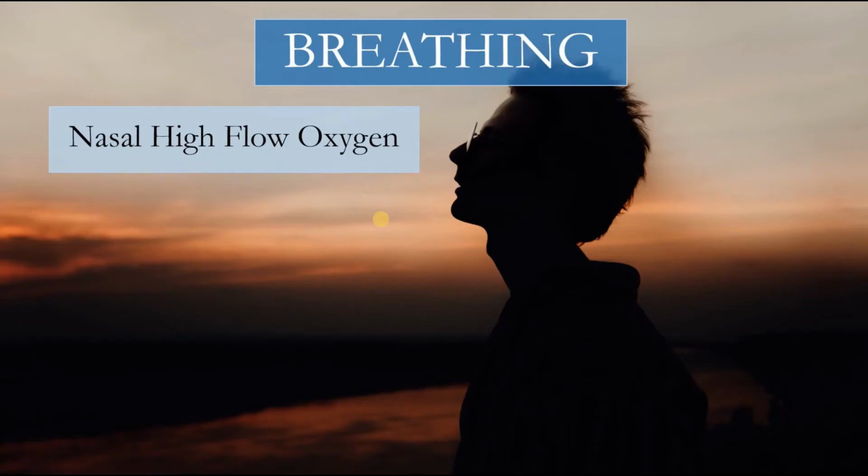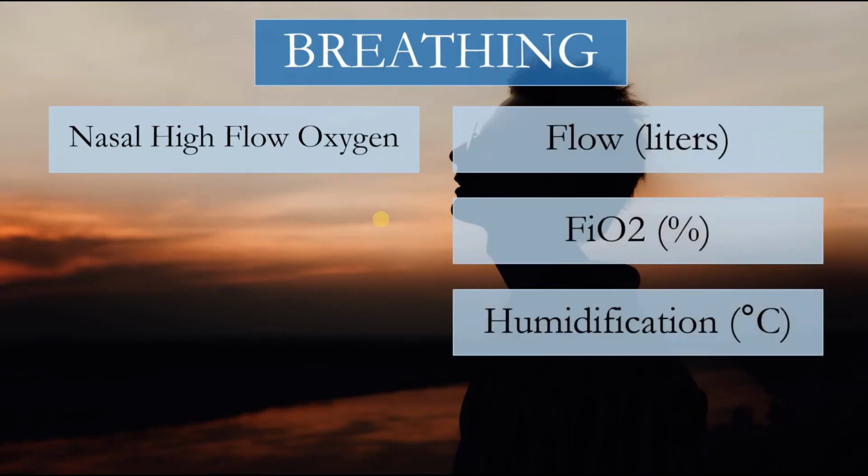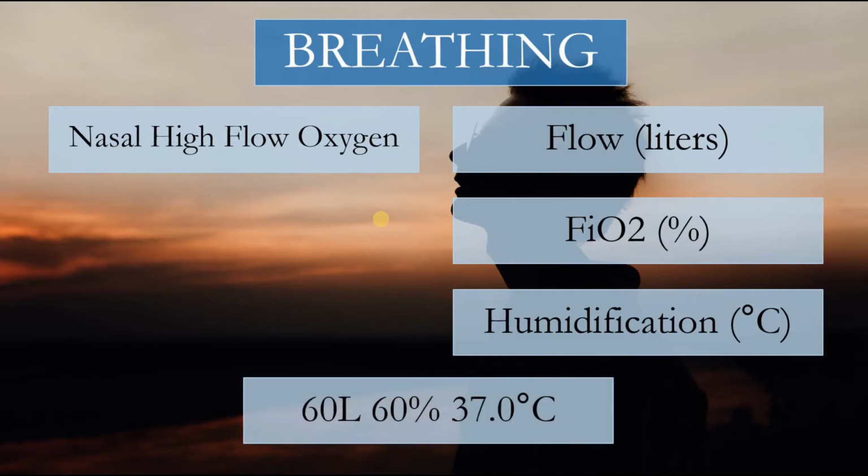And then for your nasal high flow oxygen, be sure to include the following details. Include the flow, which is in liters, your FiO2 or fraction of inspired oxygen or how much oxygen you're giving to the patient, and your humidification level as well, which is in Celsius. For example, your patient is on 60 liters, 60%, and 37. So that means your flow is the 60 liters and you're giving 60% oxygen to your patient.